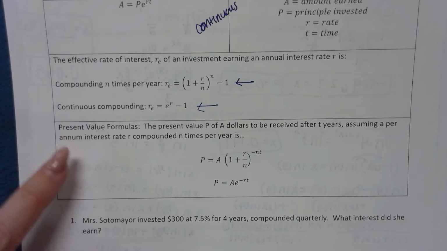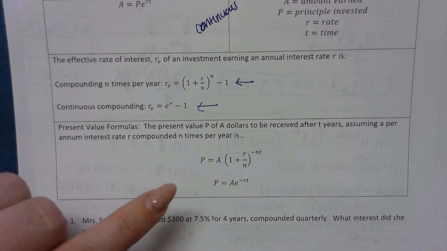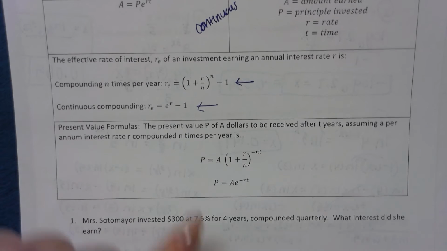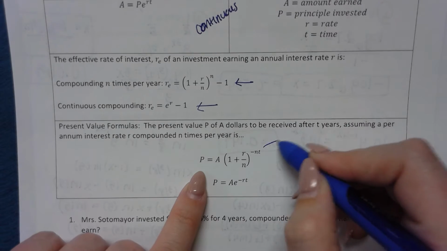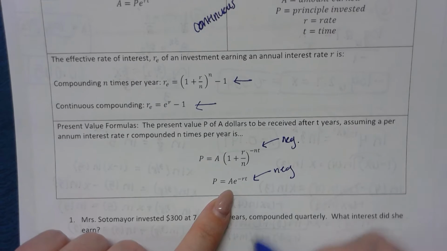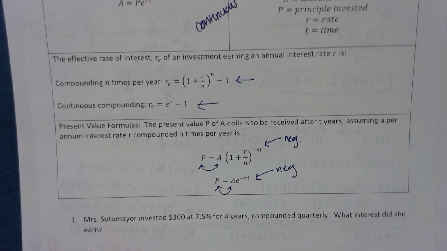Now, present value formulas is going the opposite way. So essentially what these formulas are saying is, okay, I know I need to buy a car. In 5 years I want to buy a car, and I know the car is going to cost me $6,000. So how much do I need to put in the bank now so that in 6 years I have $6,000 or whatever it might be? Now the only difference between these formulas is that the A and the P switched and that we have a negative exponent. So the A and the P switched spots, which in return makes the exponent negative.